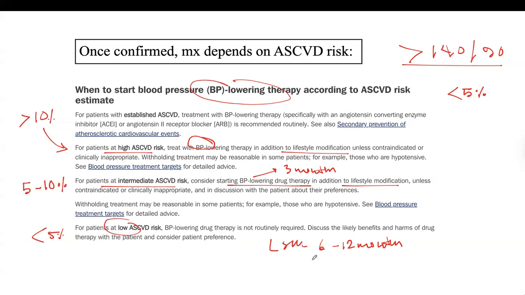So before we start medication, especially for hypertension, it's not that, yes, you have got more than 140/90 blood pressure, I'm going to start you on blood pressure lowering medication. It's not how it is. You find out their risk of cardiovascular problems. If they have low risk, you just go for lifestyle modification. Intermediate risk, usually 3 months of lifestyle followed by treatment. And if it is high risk, then yes, you can start the treatment right away.